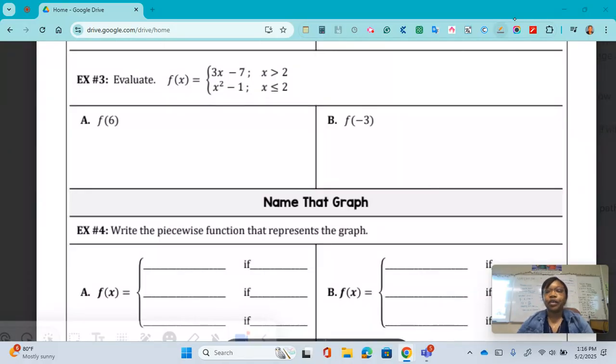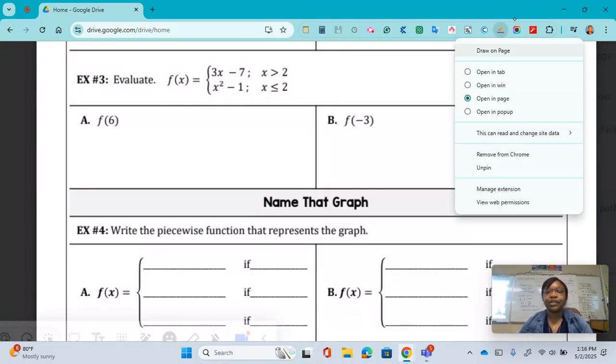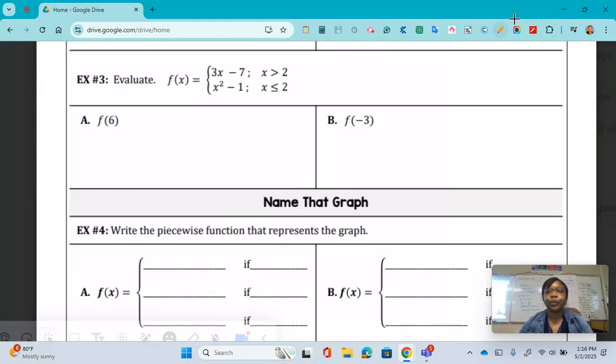We have two piecewise functions, and they want us to evaluate these piecewise functions. They give us two restrictions. If the x value is greater than 2, we're going to use this first equation. If the x value is less than or equal to 2, we're going to use this second equation. So if our x value is 6, will we use the first equation or the second equation?